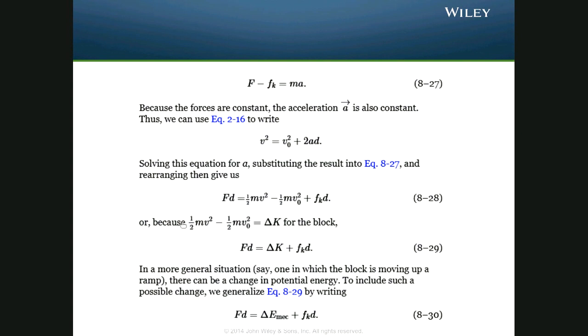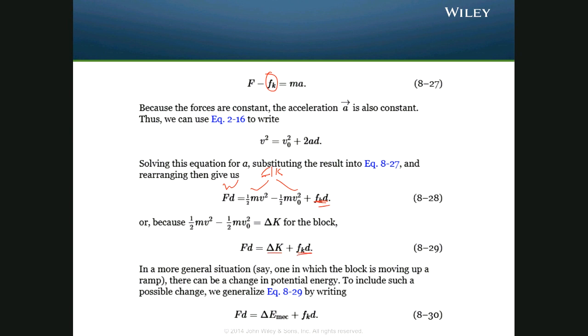The reason I'm not writing all of this down is because we've done this once or twice before already. So you get this delta K term, and you get the work term. But now that you have this friction in here, you also get this friction term. And we can see that the work is equal to the change in kinetic energy plus the work done by the kinetic friction force.